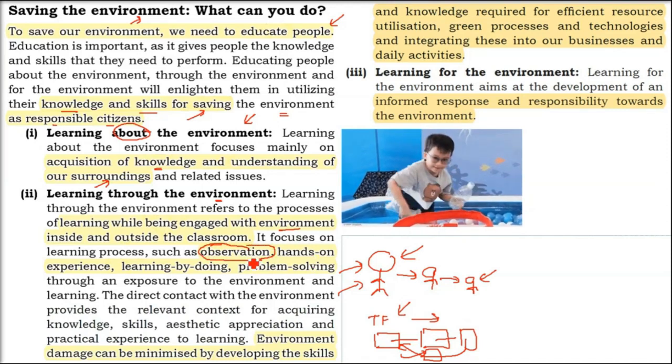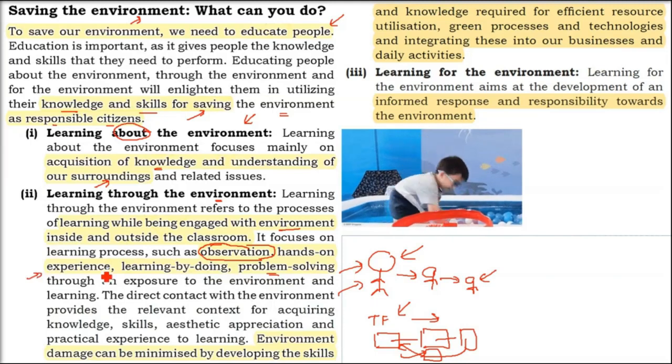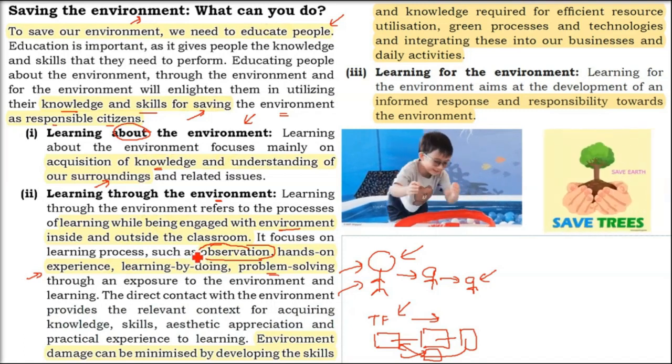So we need to learn with engagement with the environment, and we need to observe by ourselves. We have to go outside our classroom. We have to get hands-on experience. We have to learn by doing, and then we have to see the problem and take proper action to solve it. This environment damage has already happened. Now we need to minimize it. We can minimize it by developing the skills and knowledge.